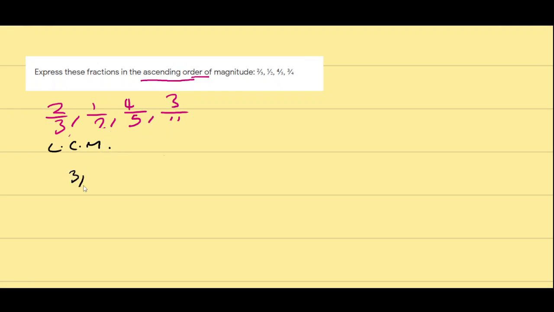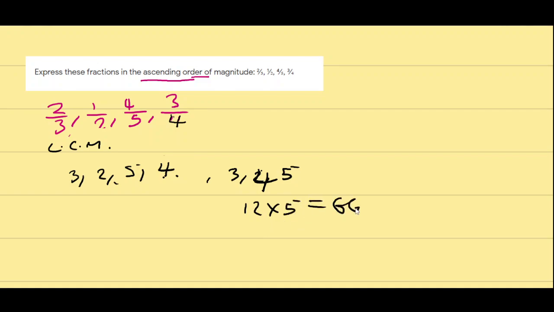So we have 3, 2, 5, and then 4. What is the LCM of these numbers here? Well, we need to look for the LCM of 3, 4, and 5, since 2 is already in 4. This is 12 times 5. This should be 60. So this is 60. After getting the LCM, we will now express all of them in the same denominator.